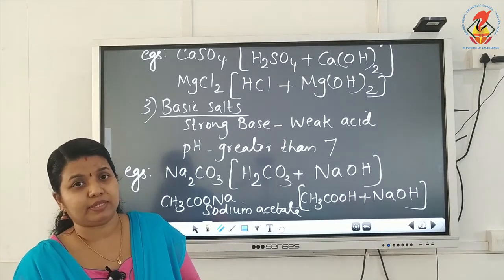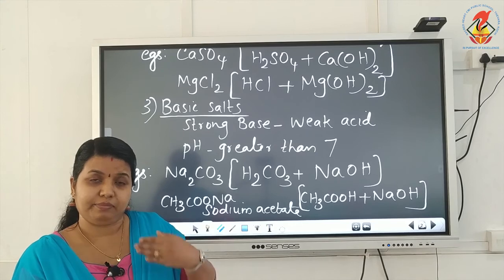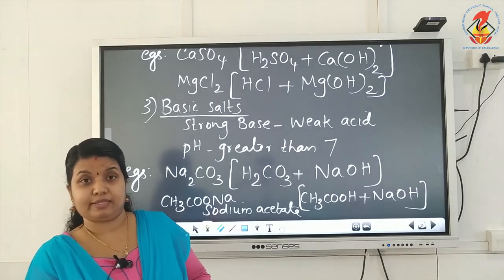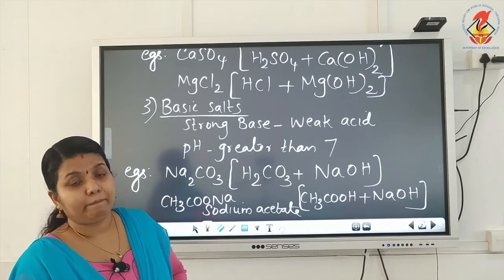Now basic salts are formed between strong bases and weak acids. As basic power is more, the pH value will be greater than 7. Examples are sodium carbonate and sodium acetate.